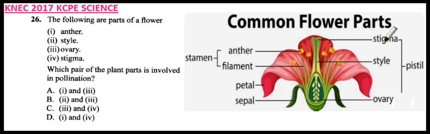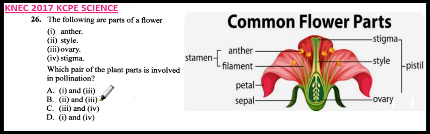We have the stigma. This is where the pollen is deposited to be taken to the ovary for fertilization. Then we have the style, that part that joins the ovary and the stigma. And this part is known as pistil. So the question is, which pair of the plant parts is involved in pollination?